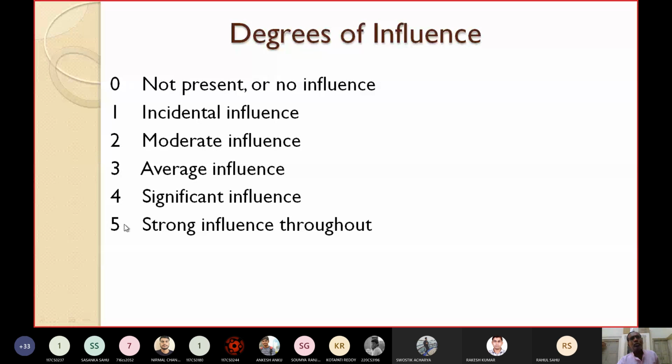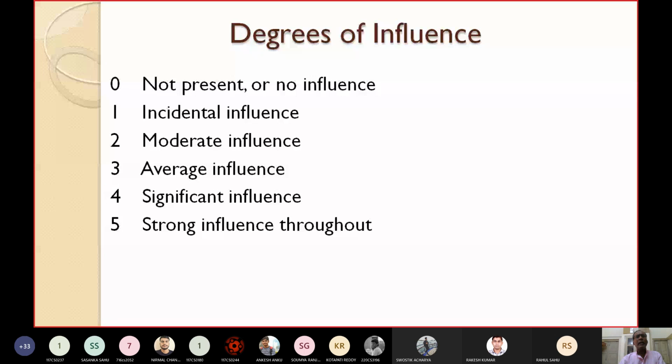So like this. And if any question in the problem gives the values for the influence, use those. If it is not mentioned, you have to take it as average normally. So average influence means 3. Okay, so accordingly, you remember. These values I will use while calculating the VAF.